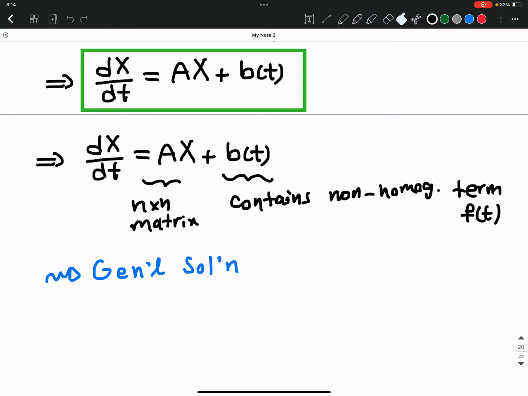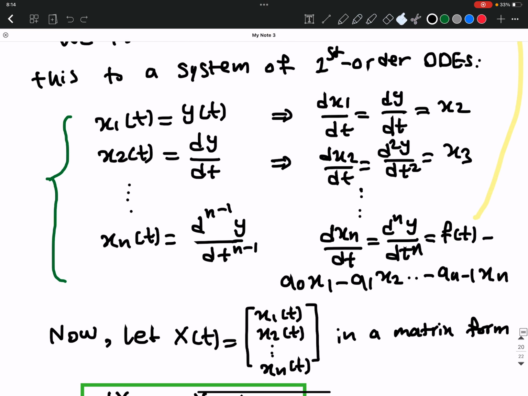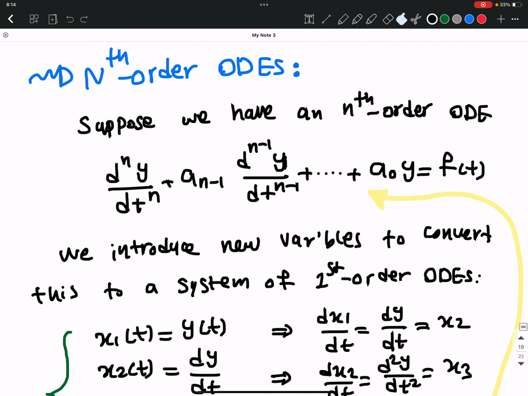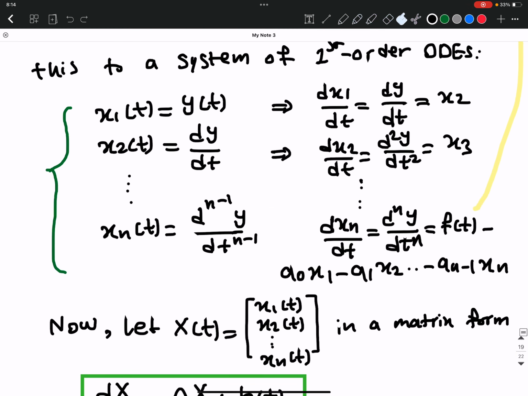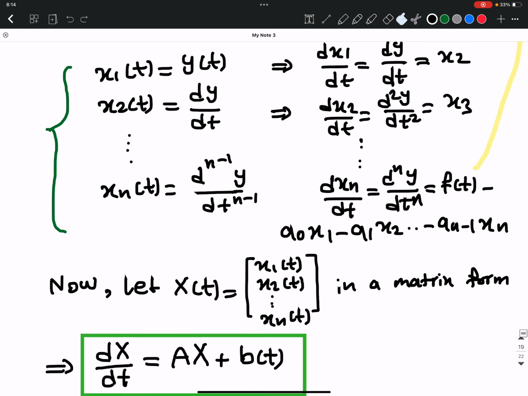Hello everyone. What I'm going to do in this lecture is to give a general solution to this system of first order ODEs that we derived in the previous lecture. So if you remember, we started with an nth order ODE and then we converted that into a system of first order linear ODEs, which is shown here.